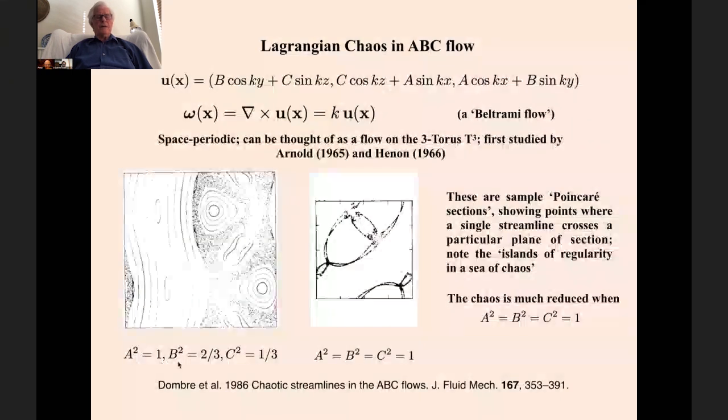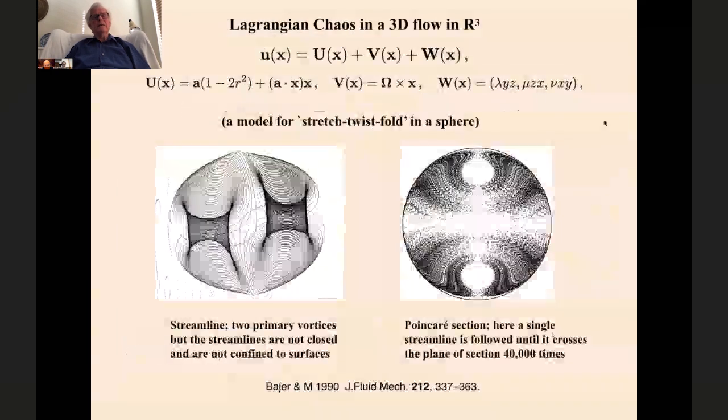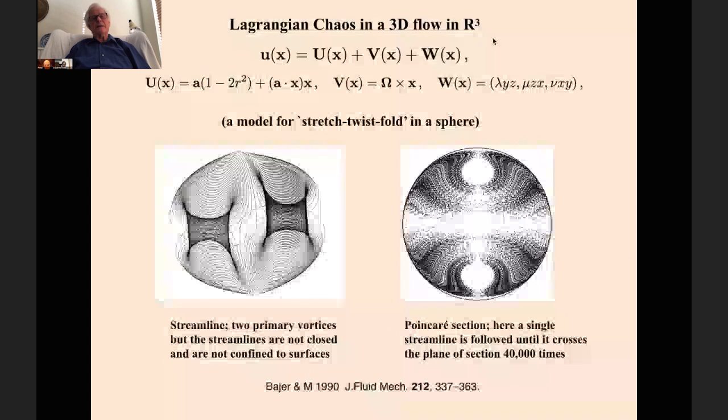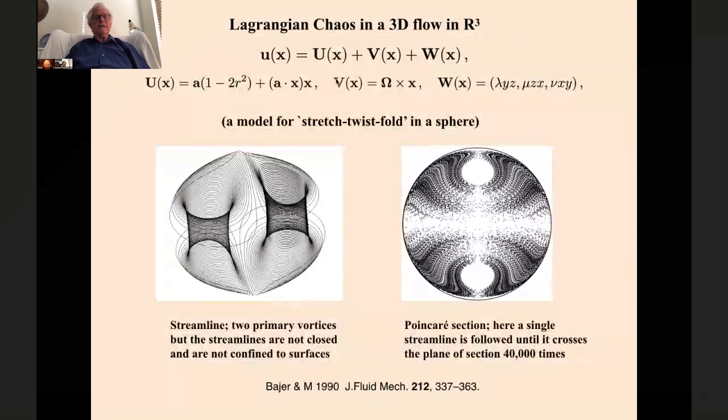This is for 3 values of A, B, and C that are very far, well, unequal. Here they're all equal to within plus or minus 1. And you can see that the chaos is much reduced when you go from here to here. I don't know if the reason for that is fully understood. But the problem is very thoroughly studied in the paper by Dombre et al. in 1986 in JFM.